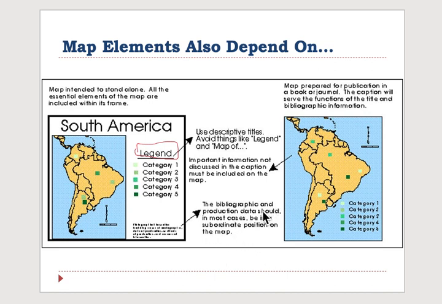And the bibliographic and production data, so your source, where you got the data, should be in a subordinate position on the map. Again, it's in a position where the lettering is small, the size is small, and it's in the lower portion of the map. So our eyes focus more on our map, our title, and our legend.